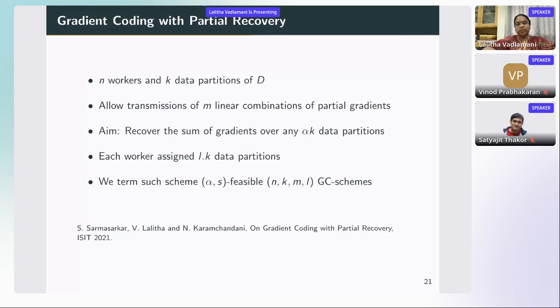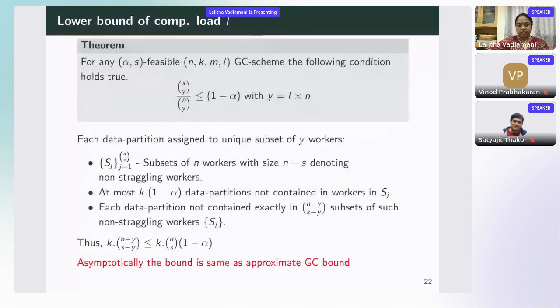Okay, so we have a lower bound on the computation load, which is something like this. It is s choose y, given all these parameters, s choose y divided by n choose y, it should be less than or equal to 1 minus alpha. So this kind of gives a bound.